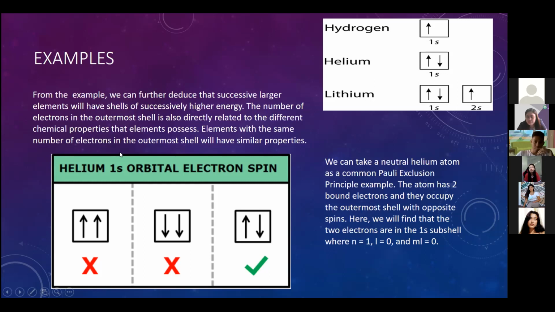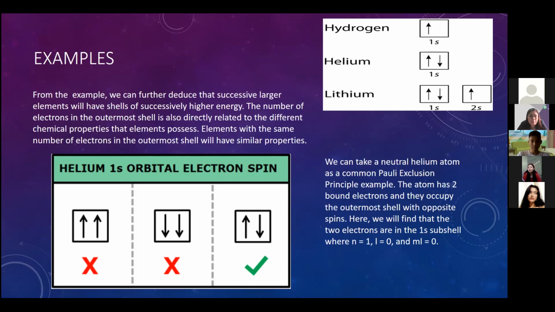The successive larger elements will have shells of successively higher energy. The number of electrons in the outermost shell is also directly related to the different chemical properties that elements possess. Elements with the same number of electrons in the outermost shell will have similar properties. We can see here at the first figure, the helium 1s orbital electron spin. It was indicated that the same pattern is not allowed.